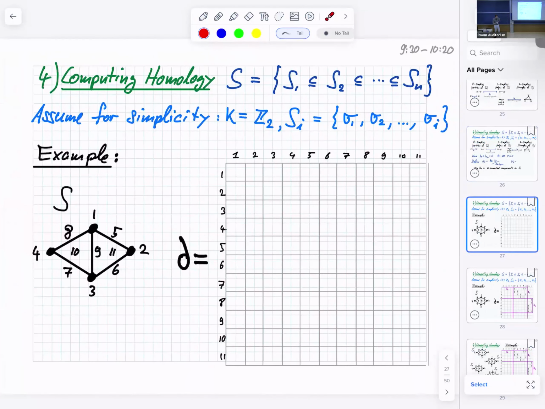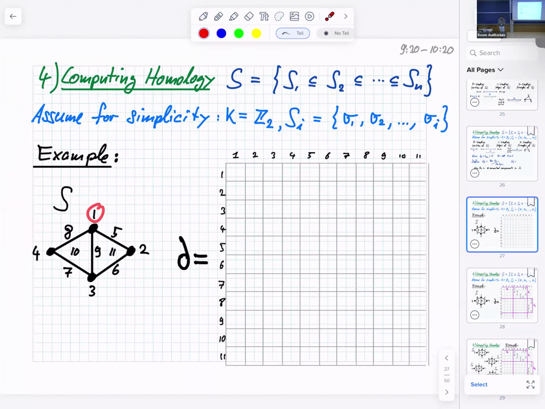Now let's run an example. Here's my example, and you can help me. Okay. So here's my filtered simplicial complex. I have a filtration. I mean, I have my simplices.